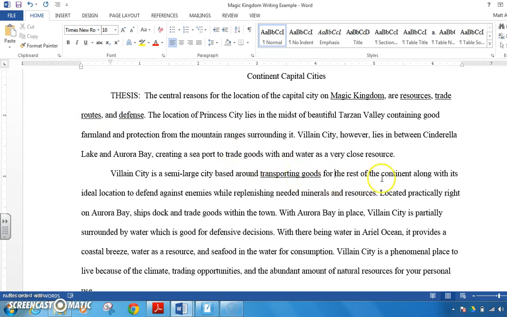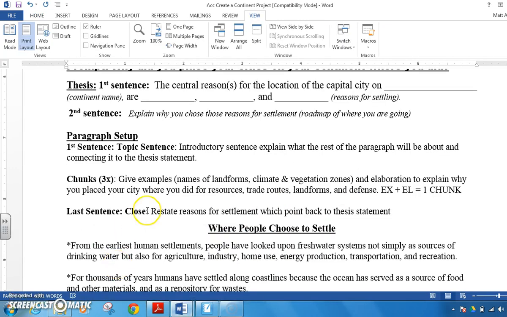Good, we're talking about that for the rest of the continent, along with its ideal location to defend against enemies. So now we're talking about defense, while replenishing needed minerals and resources. Excellent. So within this entire thing, we have defined in our introductory sentence the need for these 3 reasons. Now if I go back and see what it says, I know that I've got my topic sentence that introduces it. Now take a look at the chunk.